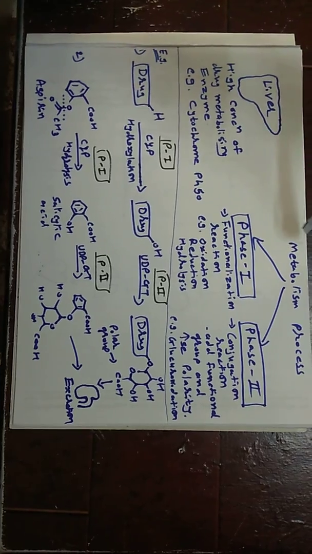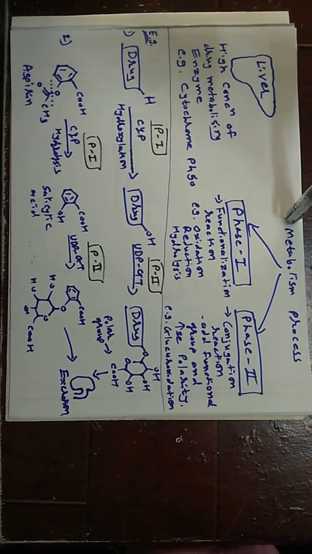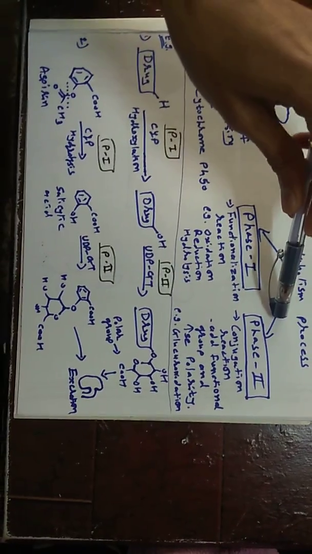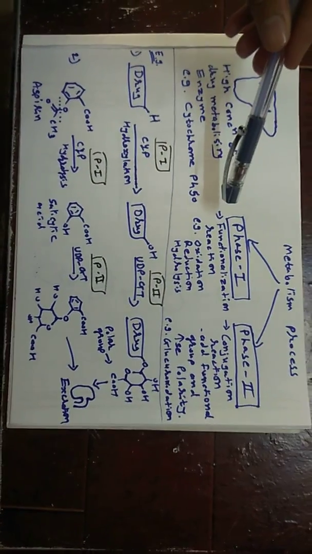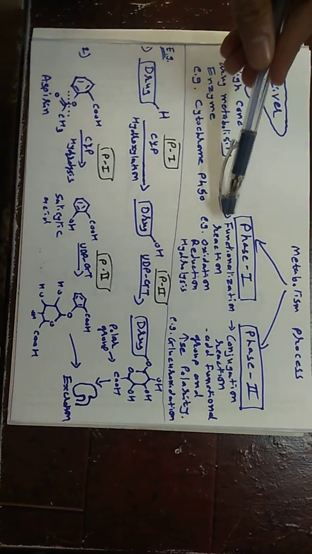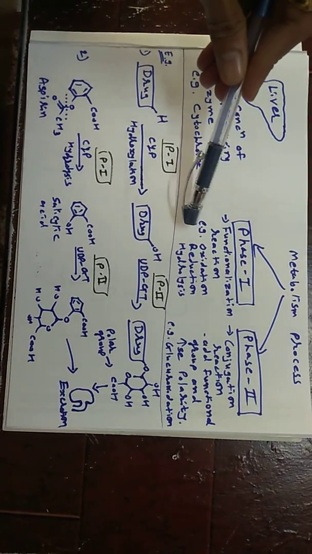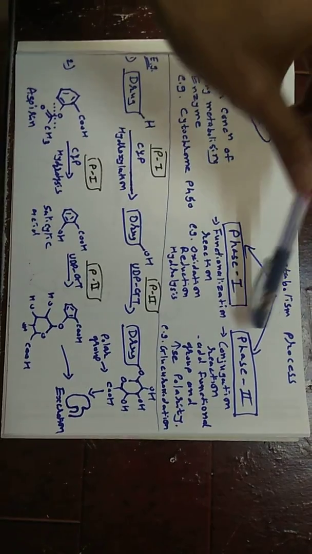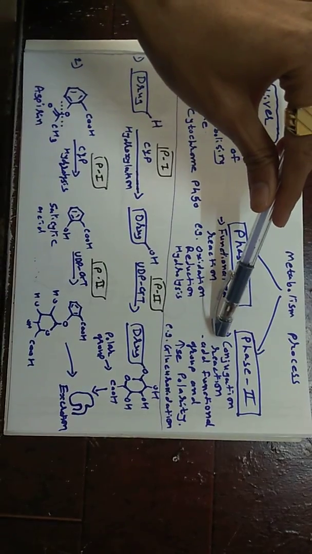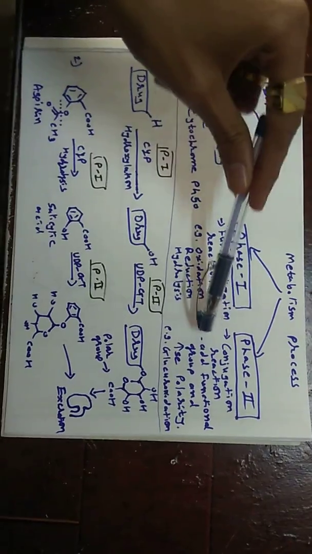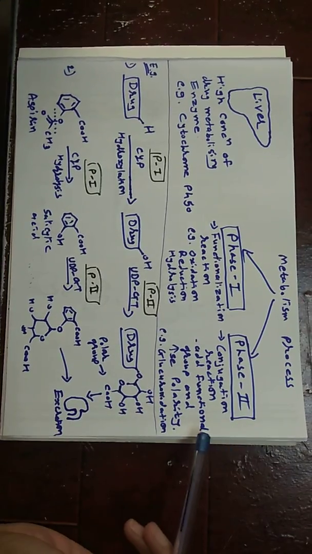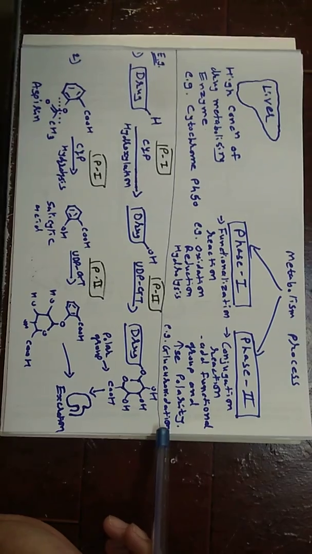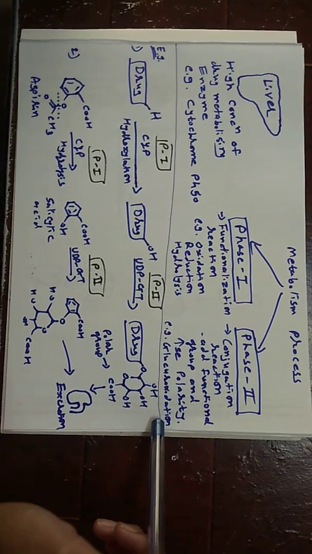Now, the metabolism process can be divided into two phases, phase 1 and phase 2. Phase 1 is characterized as a functionalization reaction, and examples of that are oxidation, reduction and hydrolysis, while phase 2 reaction is called a conjugation reaction. In conjugation reaction, generally there is addition of a functional group which increases the polarity, and the example is glucuronidation.